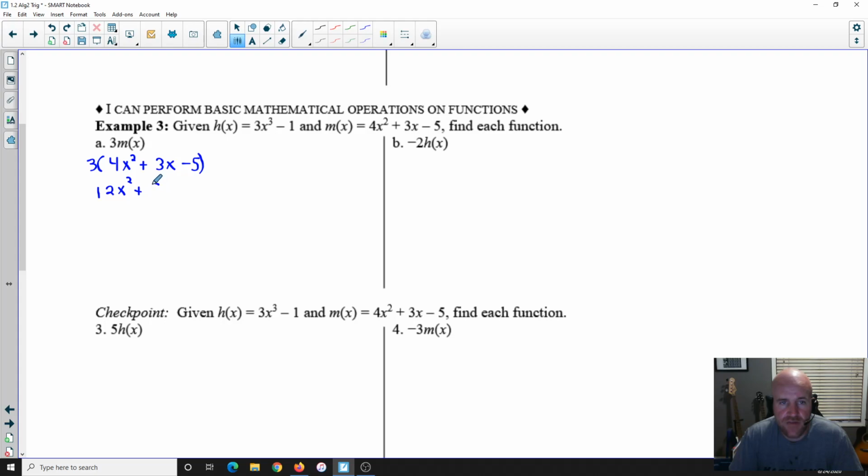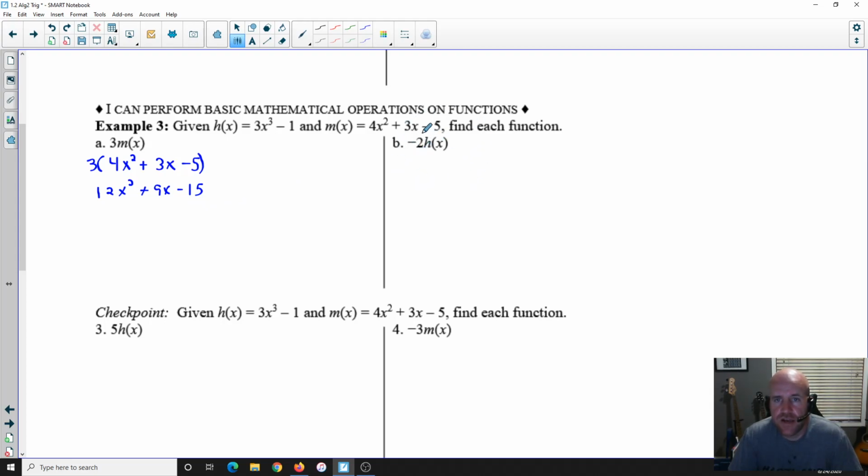3 times 3x is 9x. Oh, that was bad. Sorry about that. Again, it's really hard writing with a mouse. 3 times negative 5 is negative 15. And then we're done. So we just scaled it by a factor of 3.